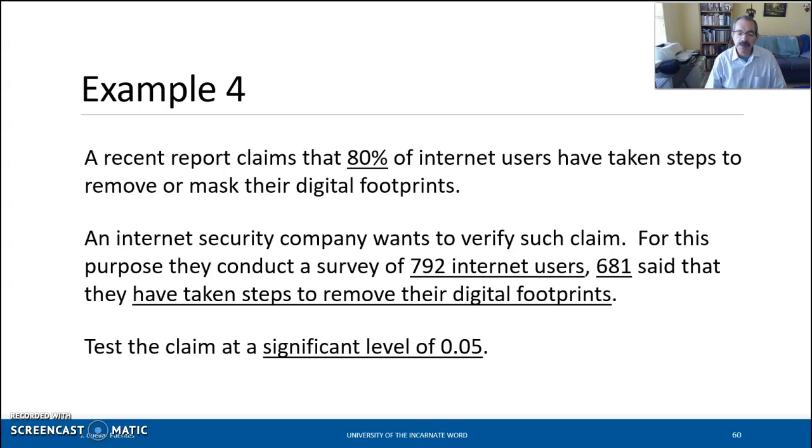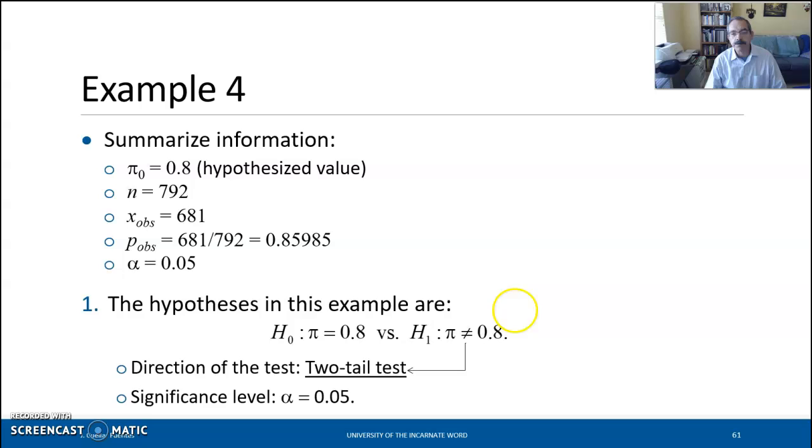users. Of this, 681 say that they have taken steps to remove the digital footprints. So now we want to test this claim at a significance level of 0.05. So let's summarize the information that we're given in the problem.